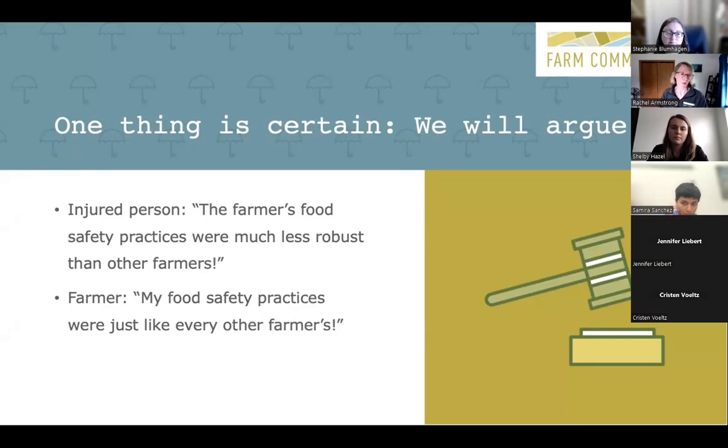Well, now it's the farmer's turn on the stand. The farmer stands up and says, no. My food safety practices are just like every other farmer's. I am doing exactly what my neighbor does. I am doing what my friend does. I am doing what I heard at the conference that we do. So who's right? Did that specific farmer do what everybody else does? We don't know. We are only going to find out when a judge or a jury decides.